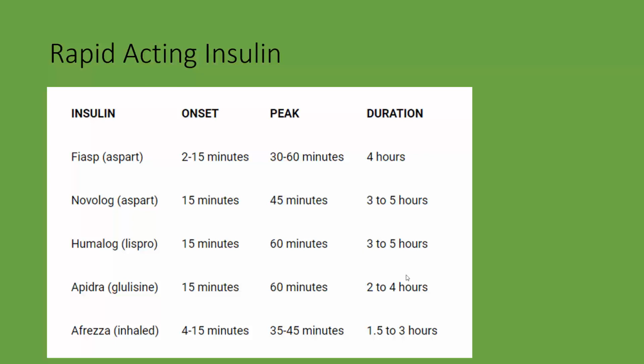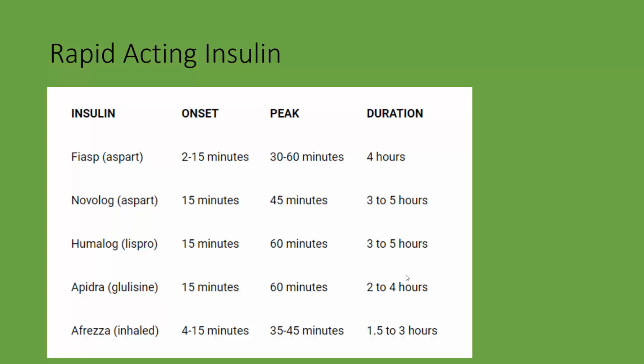Fiasp is a new insulin, very new to the market, maybe about 2 years now. It's a very fast-acting one. It starts kicking in within 2 to 15 minutes, so generally it's given just before or after meals.